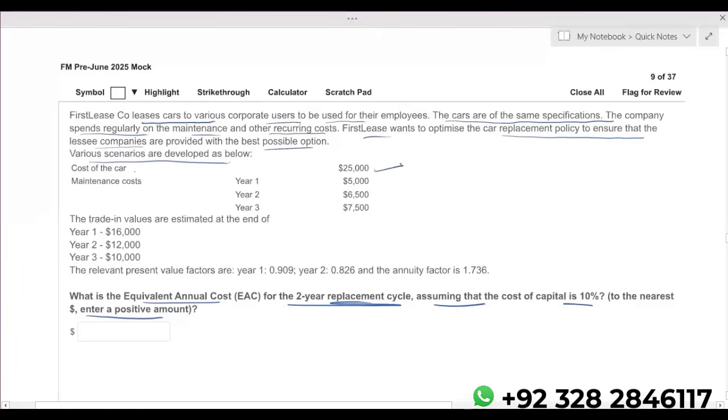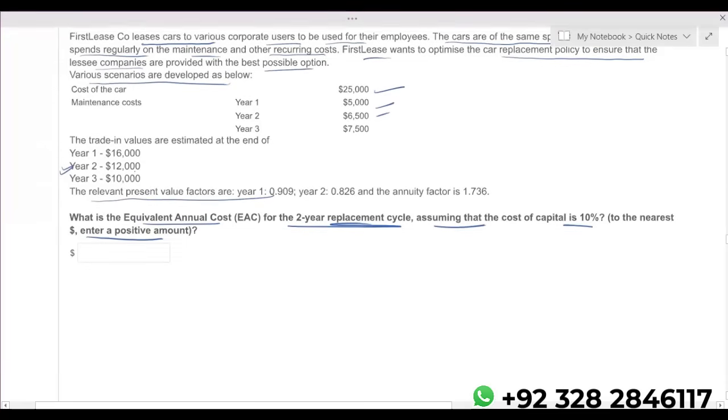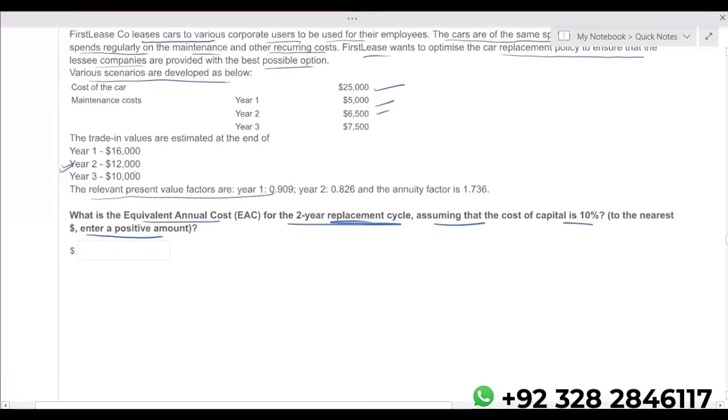Cost of the car is 25,000. Maintenance in year 1 is 5,000, in year 2 is 6,500. Trade-in value for year 1 is this, year 2 is this, so the year 2 value is important. Relevant present value factors they have given us. So we just need to calculate the second year replacement cycle. It's very easy.